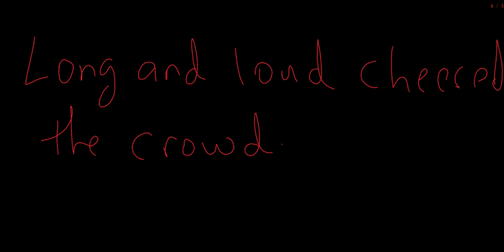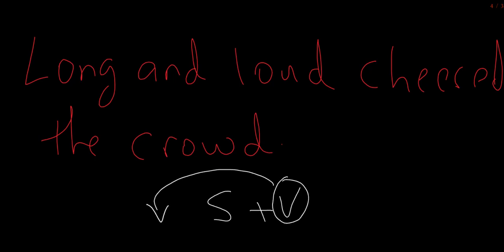Now, in English language, the subject and the verb are organized in a way where the subject comes before the verb. So a typical sentence starts with an S, which is the subject, followed by the verb. In many cases, however, the subject and verb can be inverted. So when we invert the order and we place the verb before the subject, we call this an inverted sentence. Now let's look at the sentence as an example. Long and loud cheered the crowd.